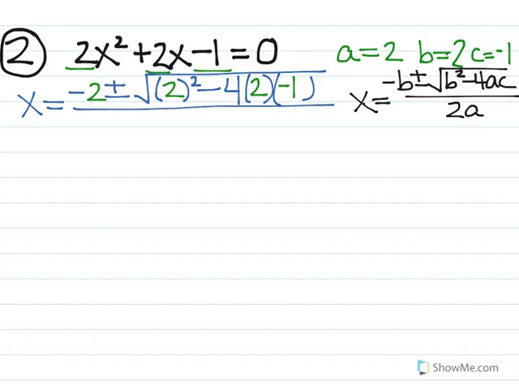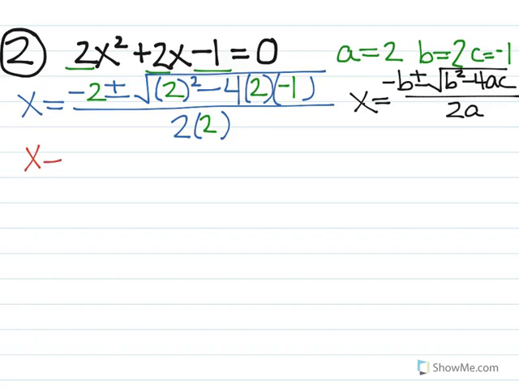All divided by, make sure you make your fraction bar big enough to fit the entire numerator, 2 times our a value, which is 2. Okay. Step 3 is done. Step 3 again was plug values into the formula. On to step 4, find the discriminant, the number that's inside the radical.